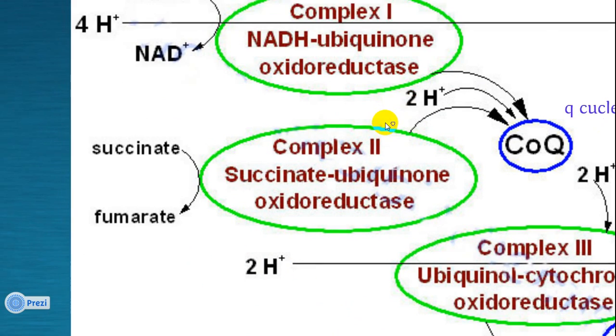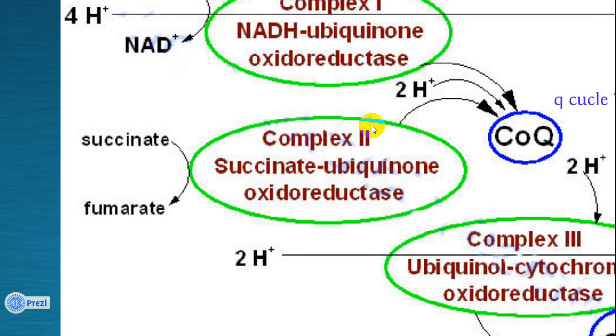Okay. Now the complex 2, let's see its name. Succinate ubiquinone. Why succinate? Because it's the place that this enzyme took its electrons. And why ubiquinone? Because it's the place that the enzyme sent the electrons to. Okay, so it's succinate ubiquinone oxidoreductase. So now you can know how this complex is named.